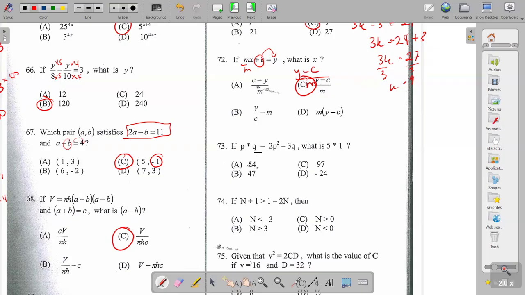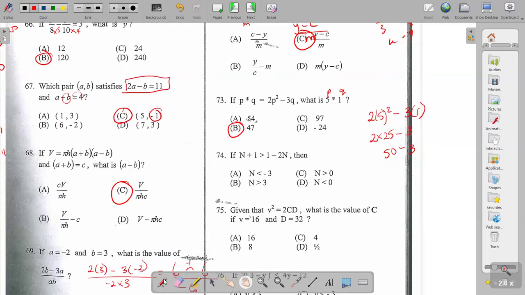So this is an evaluation. The first number is P, the second number is Q. So that's 2 times 5 squared minus 3 times 1. So that's 2 times 25. You always square first, minus 3. 50 minus 3 is 47.